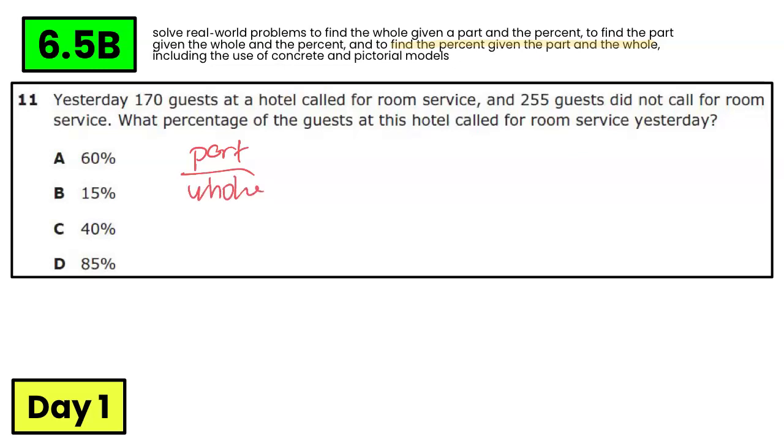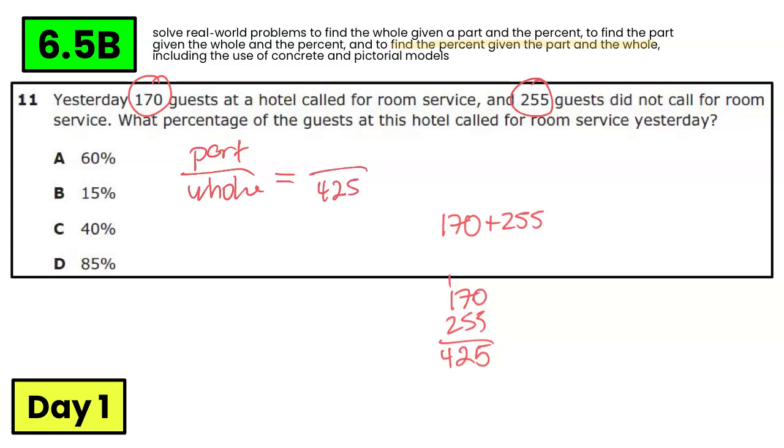Now, this question is a little tricky because it did not straight up give us the whole. We have some guests who did call for room service and some guests who did not. And so in order to find our whole, we're going to have to take those 2 parts and add them together, 170 plus 255. If we do that vertically so that it's a little easier to do the hand calculations, we get 5 and then 12, carry the 1, and that will give us 425 whole guests for our whole.